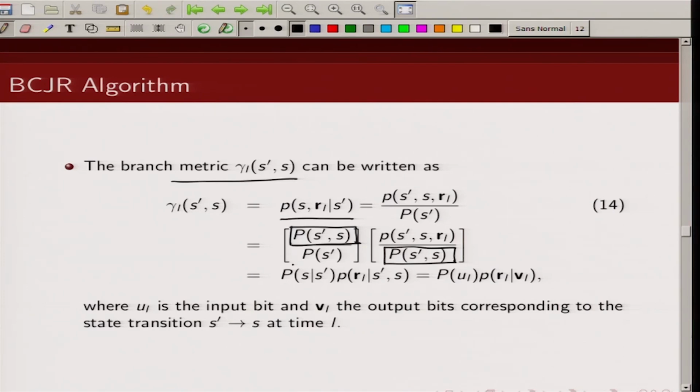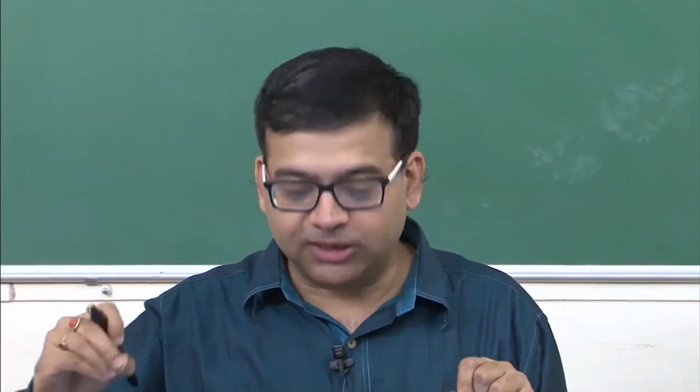Now, this quantity can be written as probability of S given S prime, and this probability can be written as probability of R L given previous state S prime and next state S, which can also be written as probability of R L given transmitted sequence V L multiplied by the a priori probability of getting U L. Note that this probability will be 1 only when there is a valid transition from state S prime to S, otherwise this will be 0.